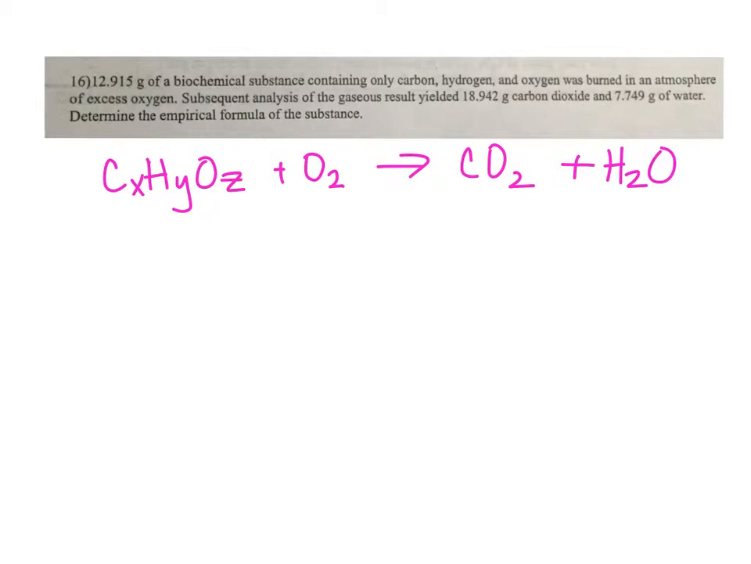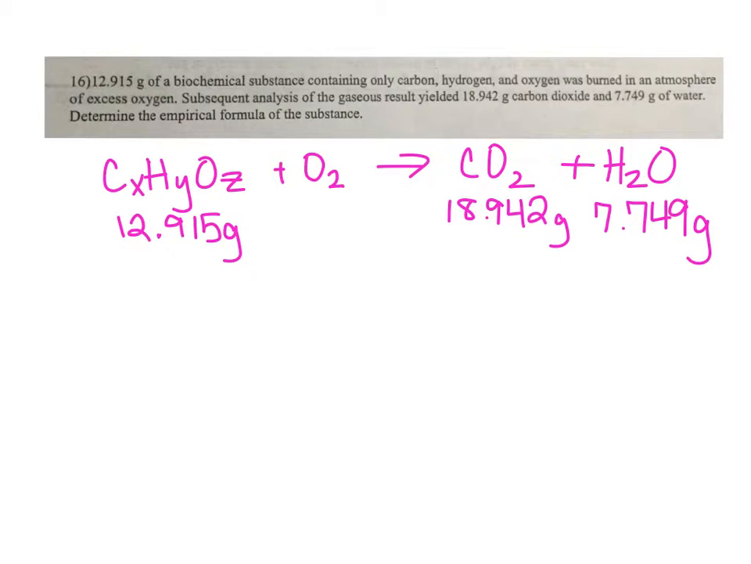And then I like to pull all of my numbers and put them underneath your different compounds so you know what you're dealing with. So the actual compound itself is a 12.915 gram sample. The carbon dioxide that we're able to obtain is 18.942 grams. And the water is 7.749 grams.